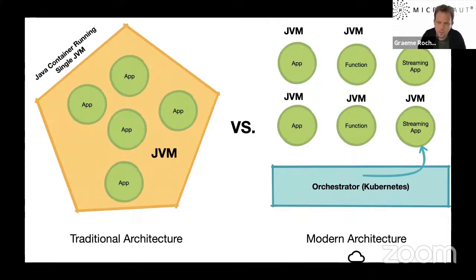Versus the way the industry is going in terms of modern architecture, which is containerization of individual applications running on a container orchestration layer. That could be Kubernetes. It may not be. There are many other ways of running containers. But in general, we're seeing a shift in the cloud to running individual applications inside containers.